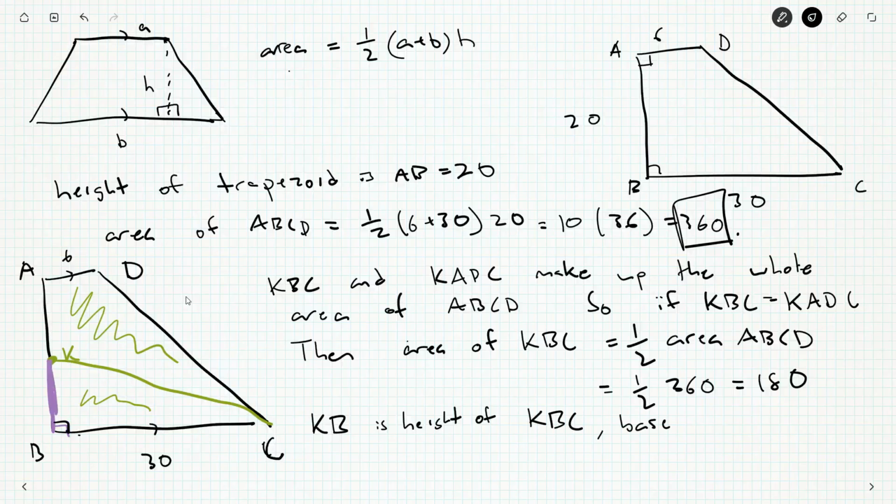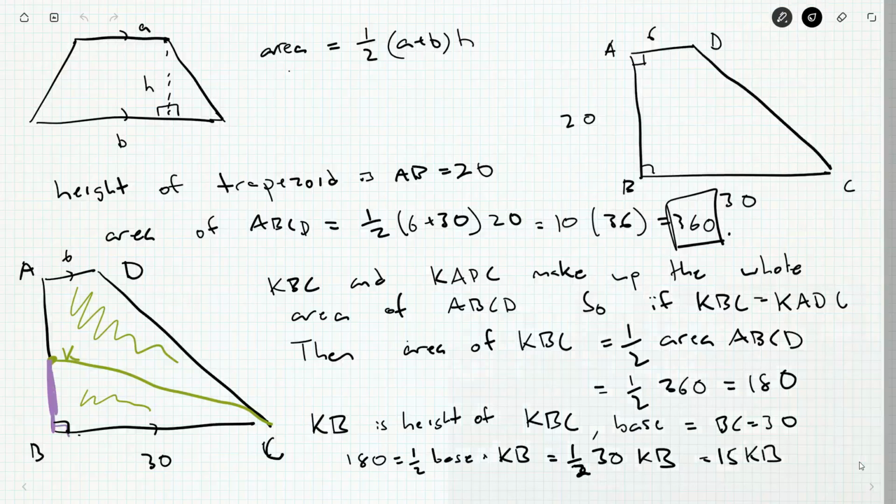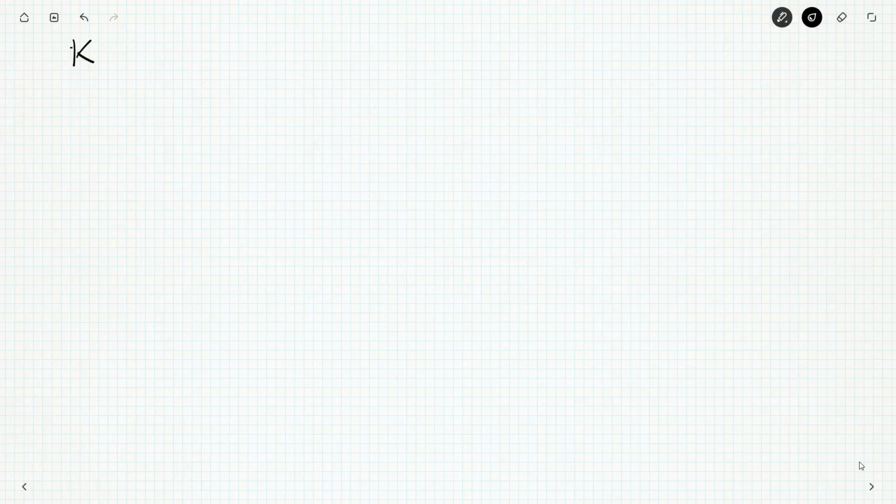And the base is BC, which we know is 30. So we want 180 is 1/2 base times our height, which is KB. So it's going to be 1/2 30 times KB. So that's 15 times KB. We flip over to the other side: 180 equals 15 KB. We see KB is going to have to be equal to 12. 12 is 180 over 15. Okay. Well, that actually wraps B up.